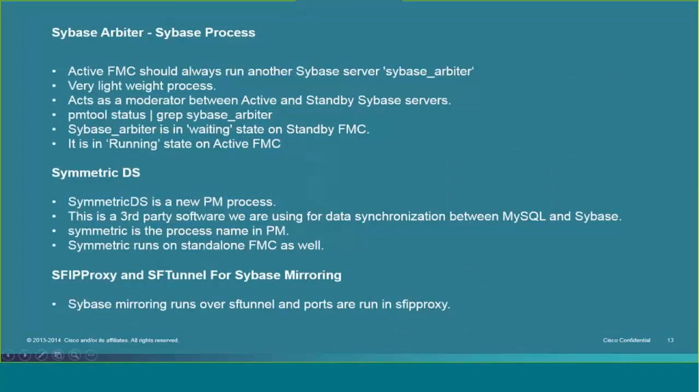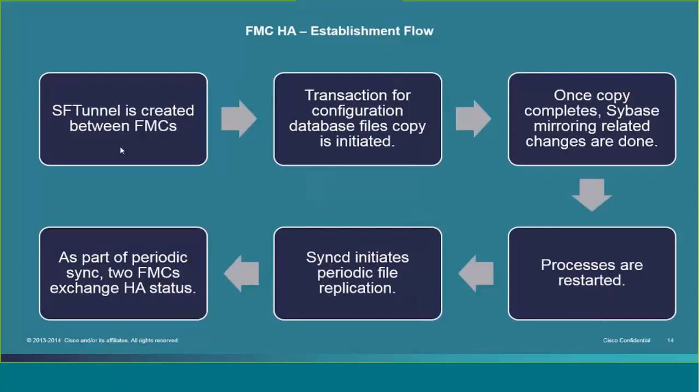Alright, so moving on from the processes, we have discussed what are the important processes that are required for the synchronization. Next, let's move on to discuss how the HA establishment happens, or what is the flow that happens in the backend when the FMC HA is set up. The first thing is SF tunnel, the process which is responsible for ensuring continuous transfer of data, and internal tunnels are all set up on top of the SF tunnel.